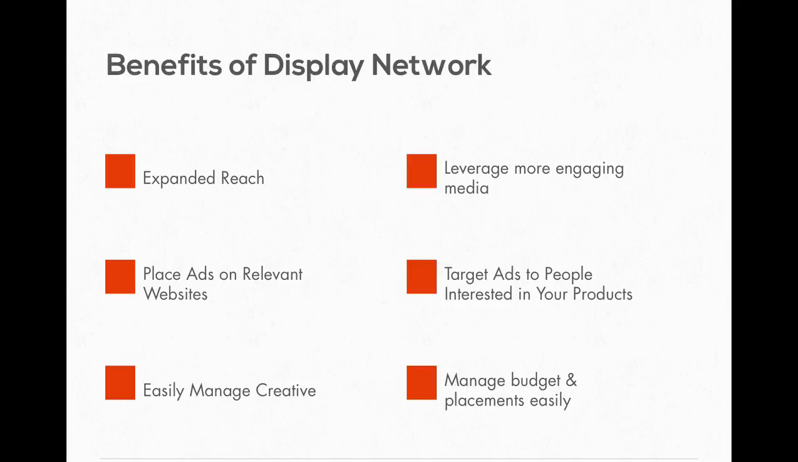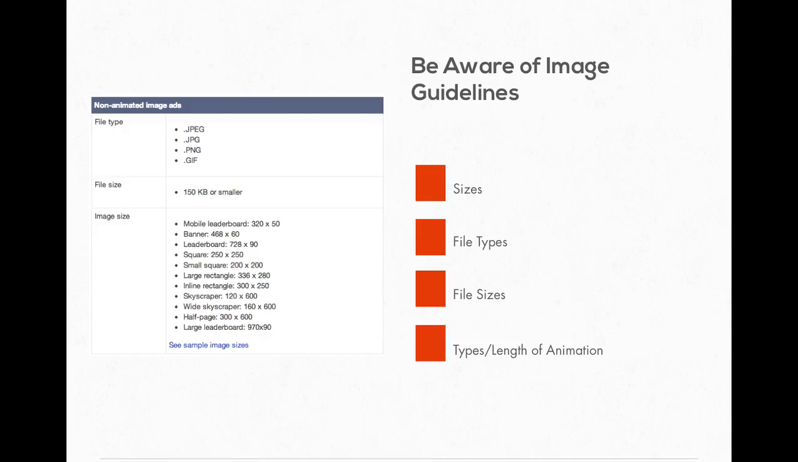And then within Google, and within the Google Display Network, you can easily manage and test your creative. So you can have different banner ads, maybe for different specials, or testing different colors, or seeing if different products work better than others. There are opportunities to easily test and manage that. And then you can manage your budget and placements easily. So you can add, delete, do research on different placements, and it's really easy to do that within the display network.